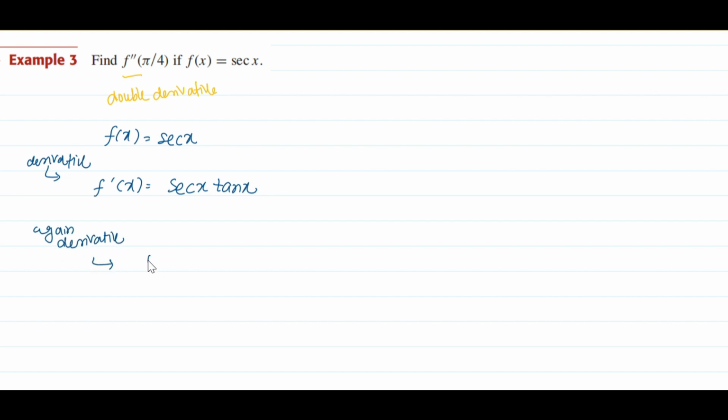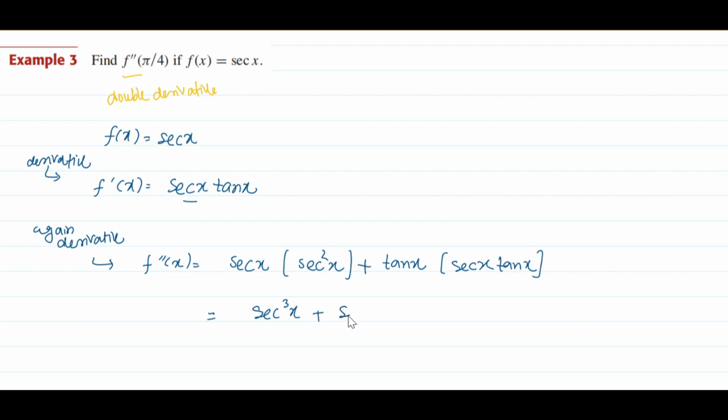So f double dash of x will be the derivative of this. Here two functions are multiplying, so we use the product rule. First function as it is and the derivative of tan of x, which is secant square x, plus the second function as it is, tan of x, and the derivative of secant x, which is secant x tan x. Now simplify, which is secant cube x plus secant x tan square x.